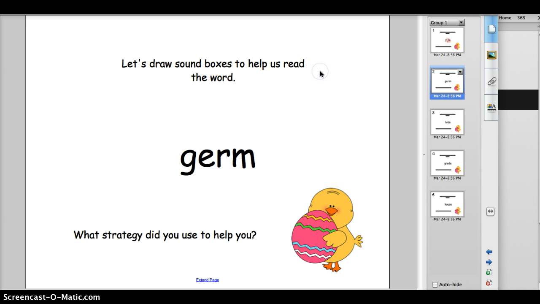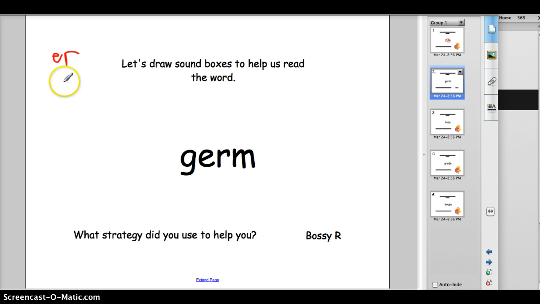Alright. The next thing is something we learn closer to the end of SK, but I'll give you a hint right now, is that ER, IR, and UR, when they're together, they always make the same sound. So I forget what I called that strategy, right, bossy R. So ER, oops, sorry that's messy, IR, oh god, and UR, all make the same sound.